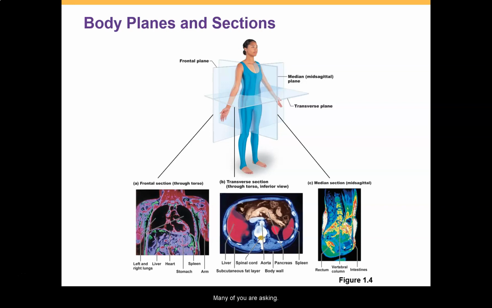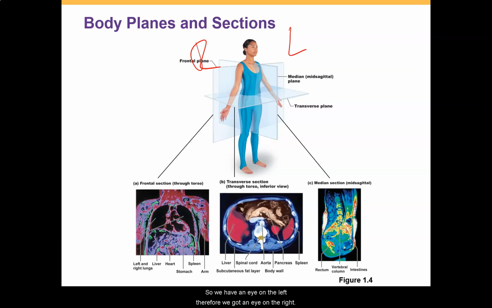Many of you are asking why. Well, the mid-sagittal plane is a special plane. Our body exhibits what is known as bilateral symmetry. Bilateral symmetry means whatever we have on the left, we have on the right. So the body exhibits bilateral symmetry, meaning whatever we have on the left side of the body, we also have on the right, for the most part.